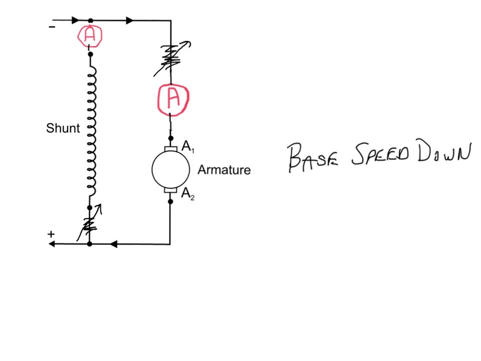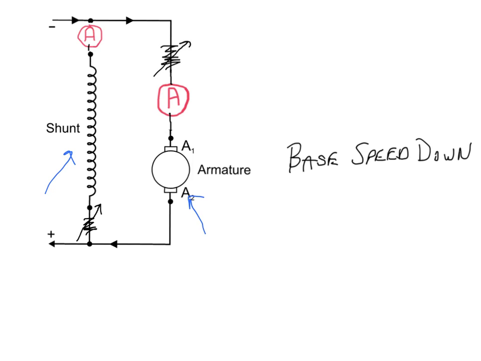In other words, if I do not change the shunt field, your shunt field is this guy over here. If I do not allow more or less current to go through that shunt field, I will only get a maximum speed on the armature. And I can adjust from base speed, which means full load speed, and down on that armature by affecting how much armature current flows through the armature.